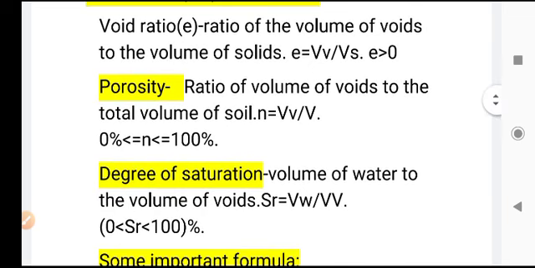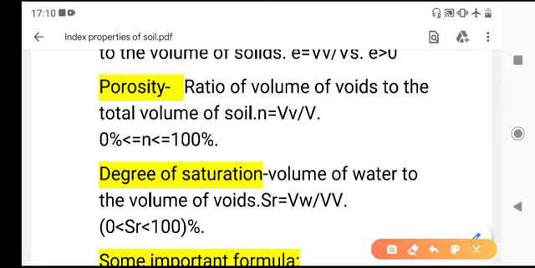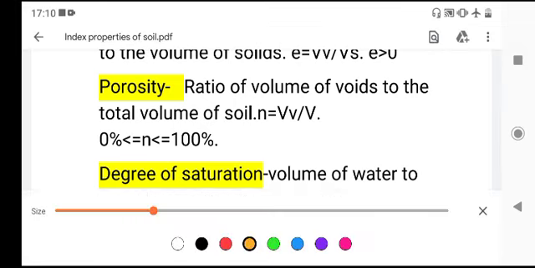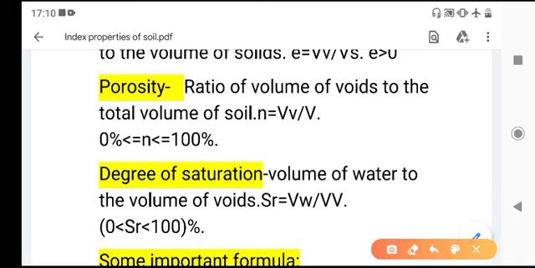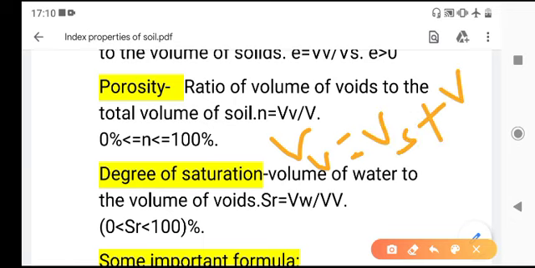Porosity is the ratio of volume of voids to the total volume. Volume of voids equals volume of air plus volume of water.